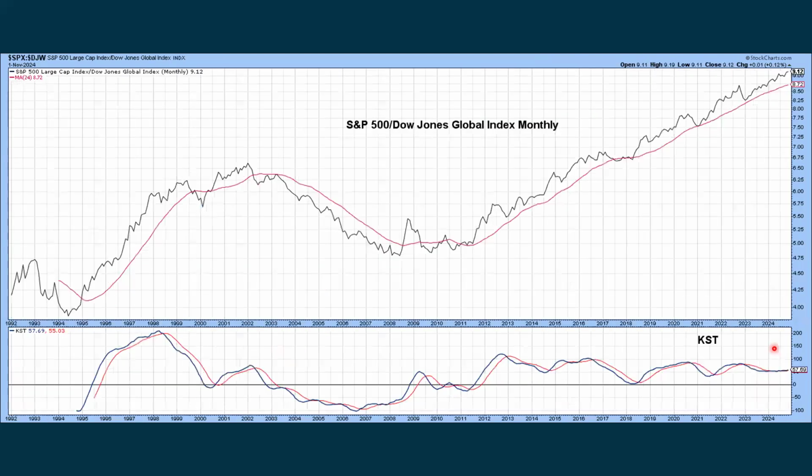Then we look at another global index here and compare it with U.S. stocks, showing how U.S. stocks are outperforming. But for most of 2024, we've been going flat with this momentum oscillator. Then at the end, I list all those things that are positive and those things that are negative.